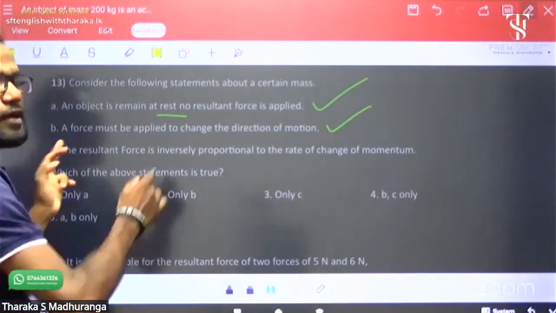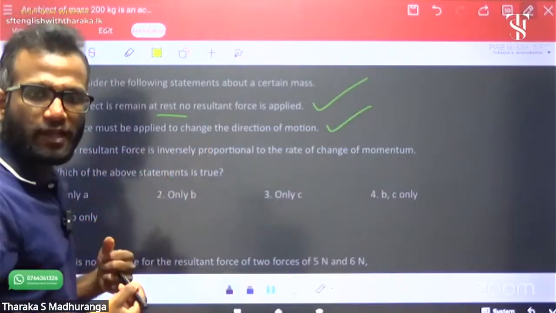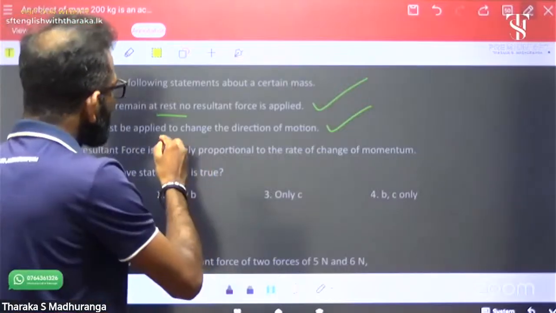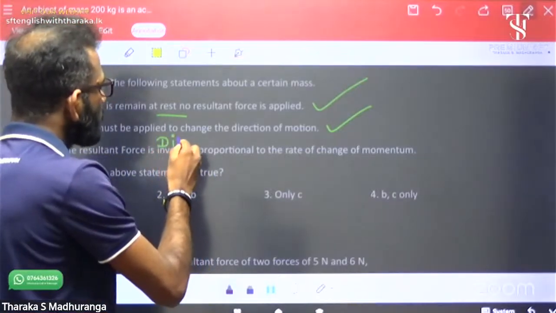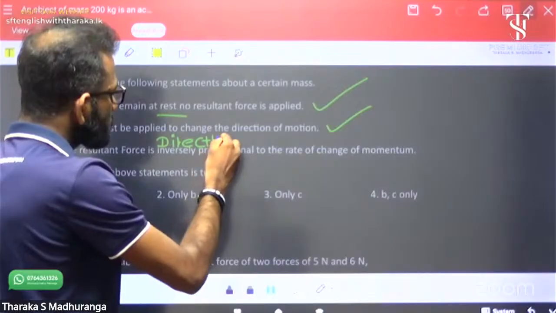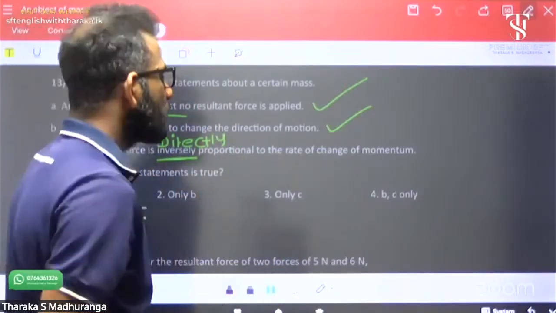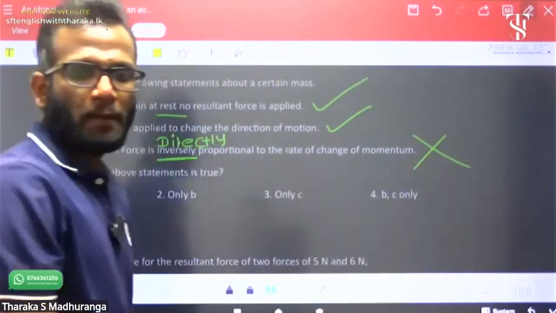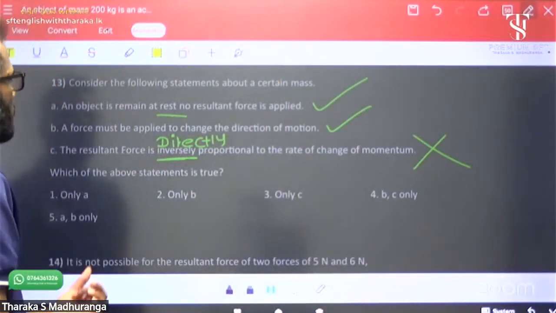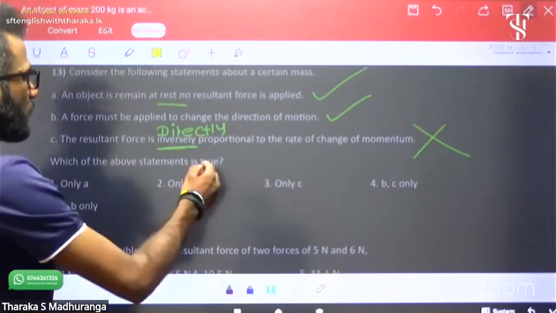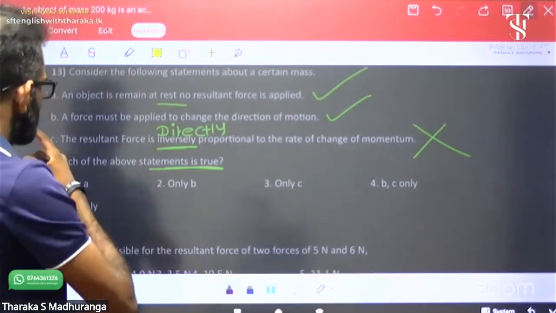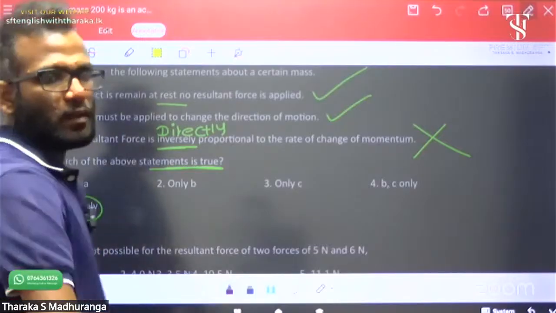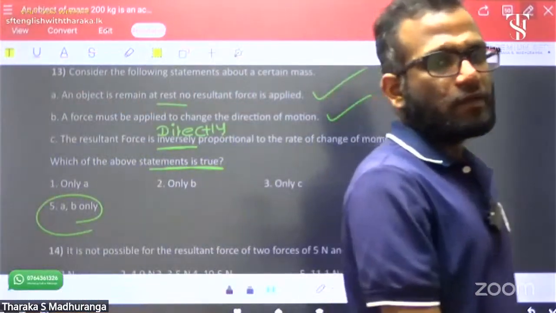This is the second method we can explain Newton's second law. I explained it in the lesson. The resultant force is directly proportional, not inversely, to the rate of change of momentum. This word is the problem. It's wrong. Answer A and B are the true statements. Answer number 5.